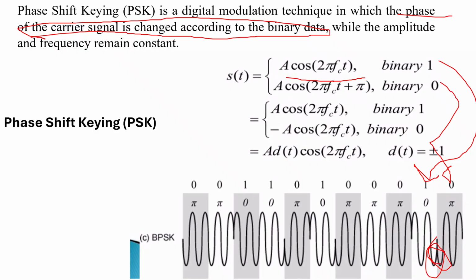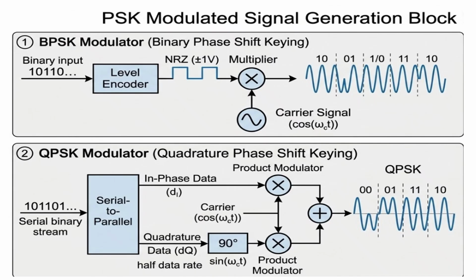So likewise, you can draw the graph for ASK phase. And PSK you can generate using this phase shifter for quadrature. QPSK also you can generate. For BPSK you can also generate plus minus pi, right?